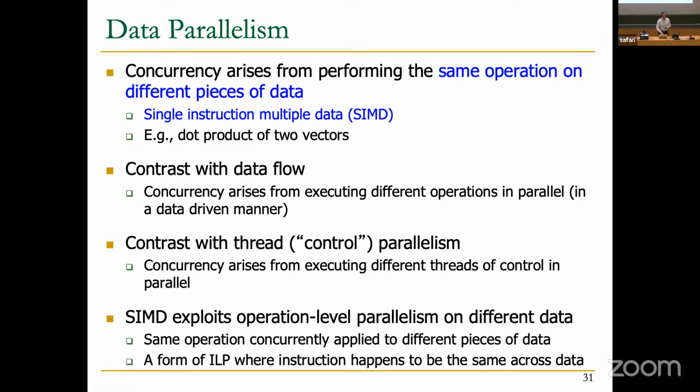Okay, basically SIMD exploits operation level parallelism on different data. Same operation is concurrently applied to different pieces of data. This is really still a form of instruction level parallelism, because you can think of these operations as instructions, except an instruction is combined, collapsed, such that it applies to many, many different pieces of data. Right? Basically, instruction happens to be the same, meaning that you don't need to decode the same instruction many, many times. So imagine that you're actually adding 2 vectors of 1 billion elements.